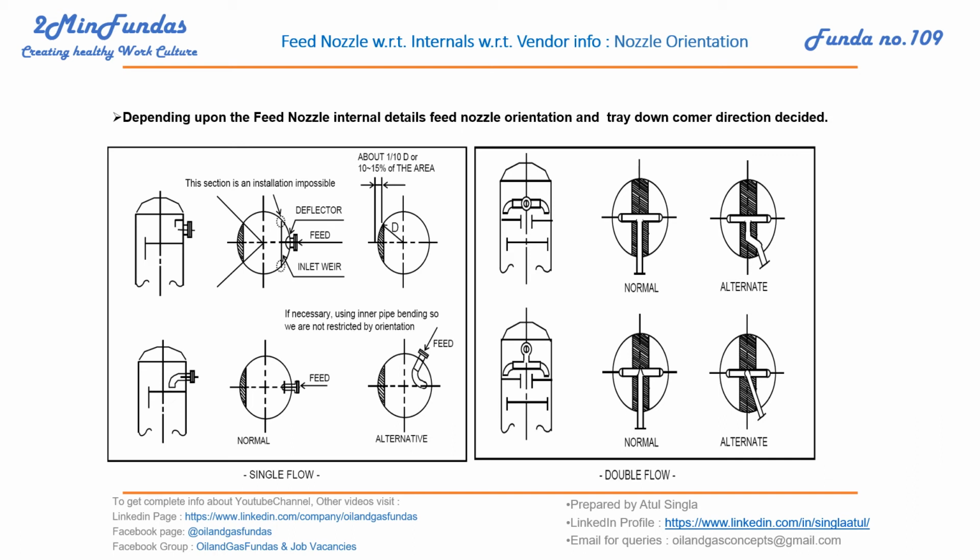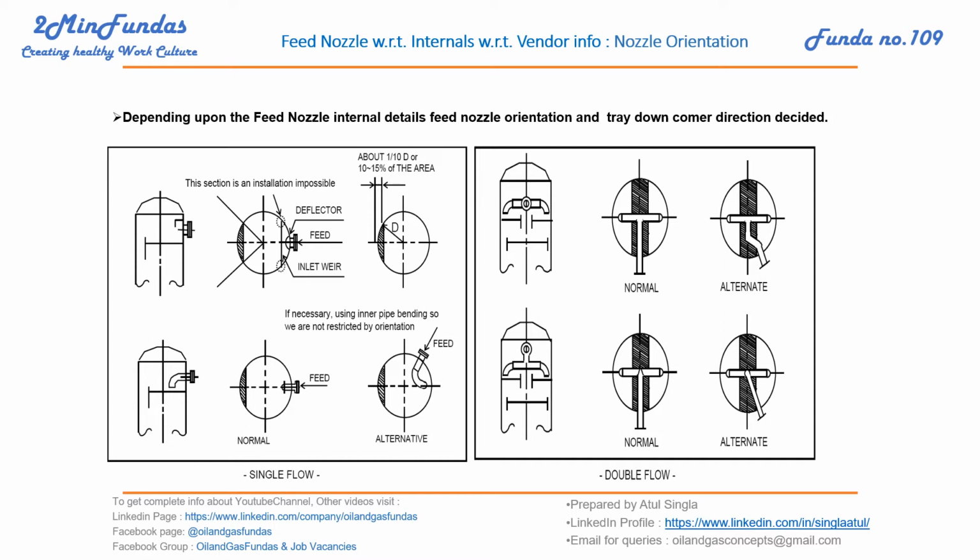So we have two cases for single flow as well as for double flow, and we are trying to have an understanding of the orientation of the feed nozzle. Depending on the feed nozzle internal details, feed nozzle orientation and tray downcomer direction can be decided. So both things go side by side, orientation of nozzle as well as tray downcomers.